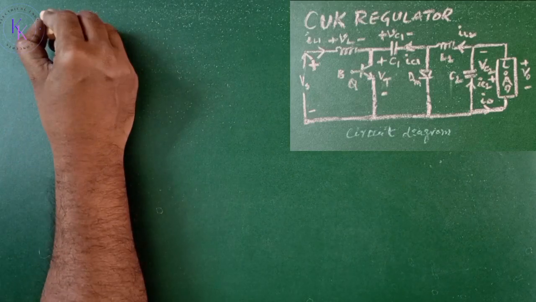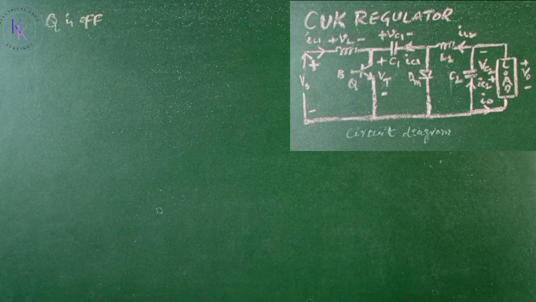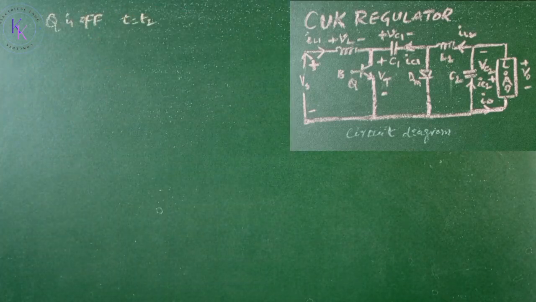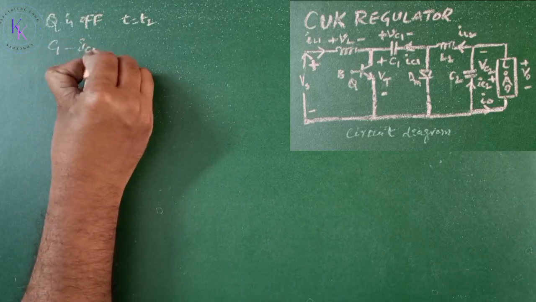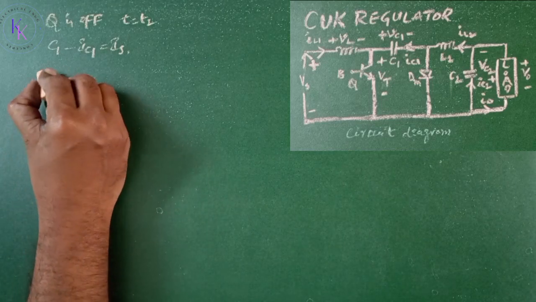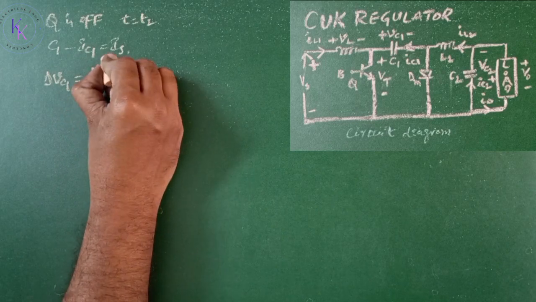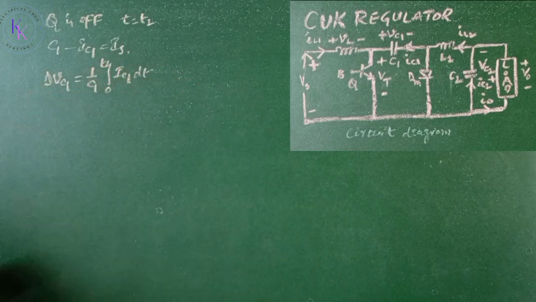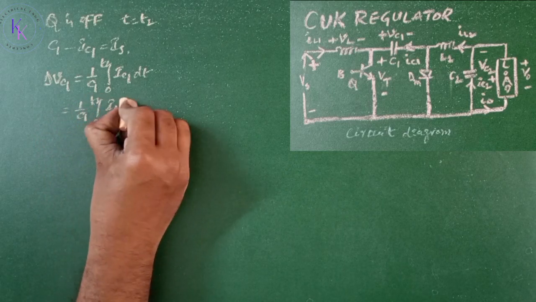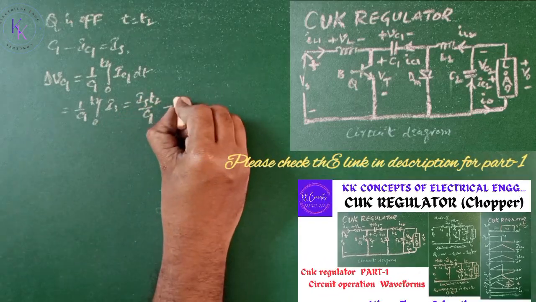When transistor Q1 is off, transfer capacitor C1 is charged by an input current for a time t equals T2. The average charging current for C1 is IC1 equals input current Is. The peak to peak ripple voltage of the capacitor C1 is given by delta Vc1 equals 1 by C1 integral 0 to T2 IC1 dt equals 1 by C1 integral 0 to T2 Is, that equals Is T2 by C1. This is equation number 18.